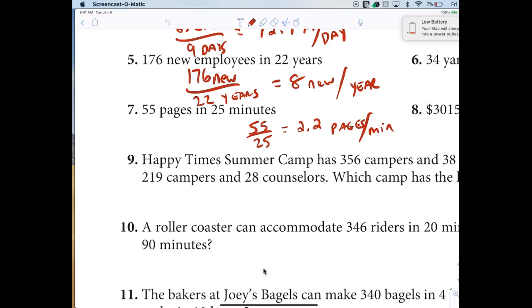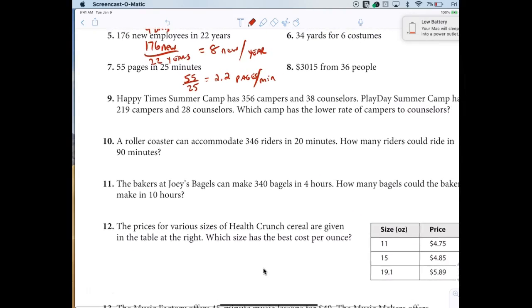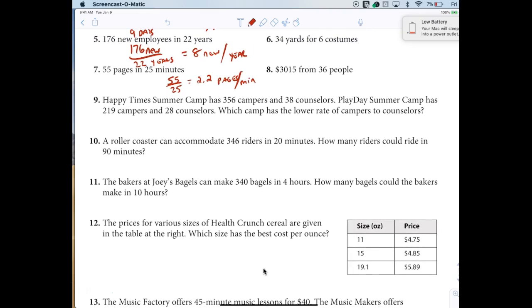Jacob, read it to me. Number 9. Happy Times Summer Camp has 356 campers and 38 counselors. Playday Summer Camp has 219 campers and 28 counselors. Which camp has a lower rate of campers to counselors? Now listen to me. Look up for a second. Everybody look up.